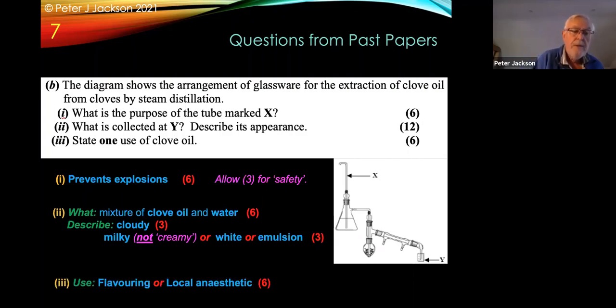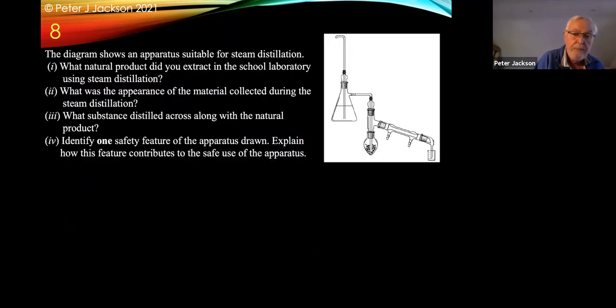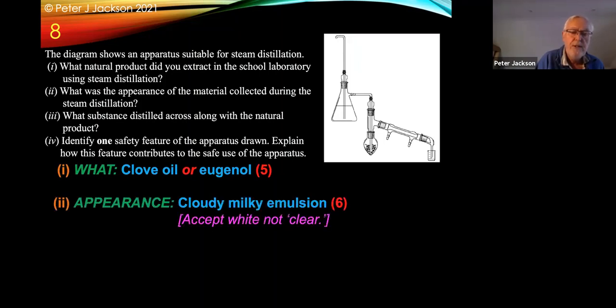And three, one use of clove oil as a flavouring or a local anaesthetic. Now you can say it dulls toothache. That would be the same as saying local anaesthetic. The diagram shows the apparatus suitable for steam distillation. What natural product did you extract in the school laboratory using steam distillation? Right? Clove oil, or eugenol is its proper name.